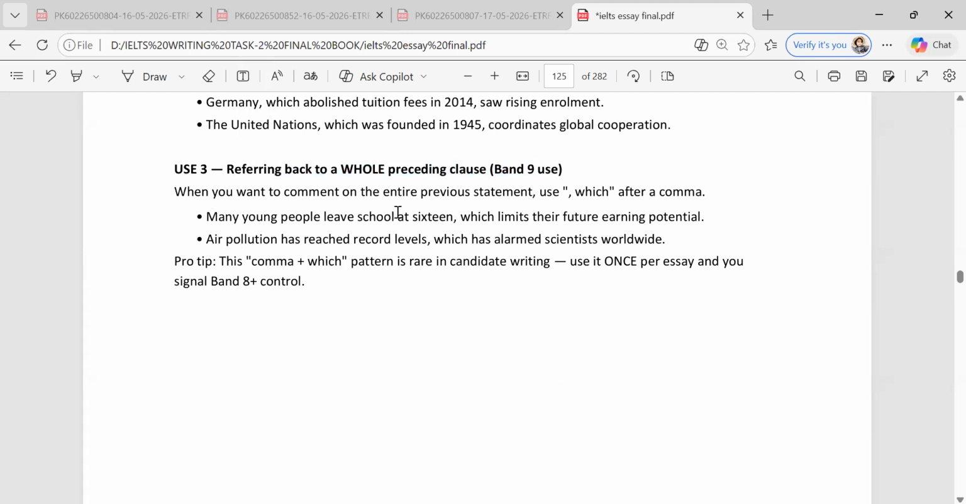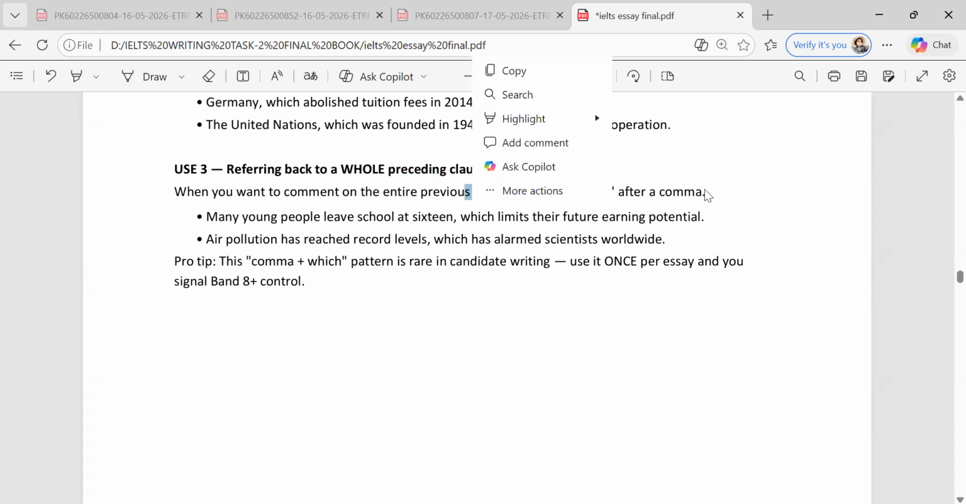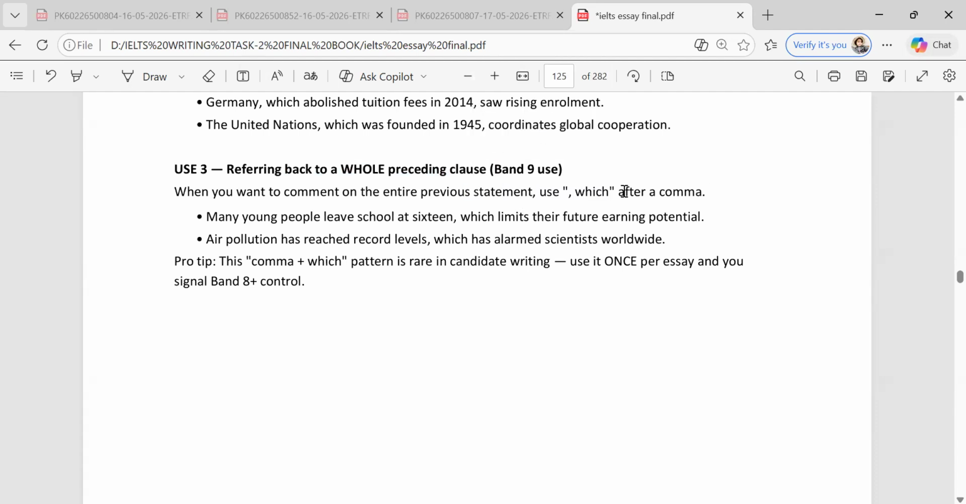When you want to comment on the entire previous statement, use which after a comma. In that case, we use what? Just a comma. For example, look, this is the entire clause we have modified. Many young people leave school at 16. Don't you think it's a complete sentence? It's a complete sentence. We haven't added anything like the previous one.